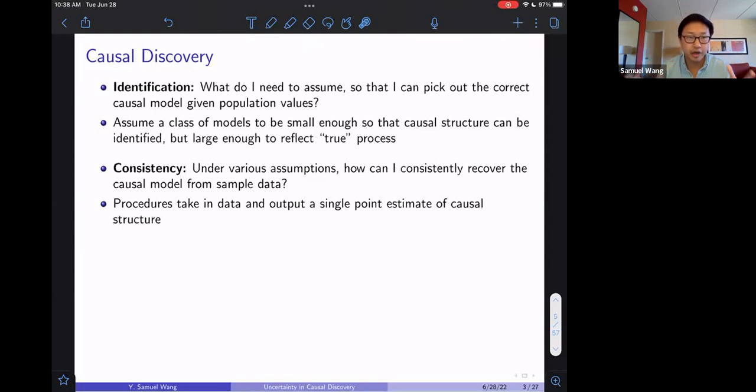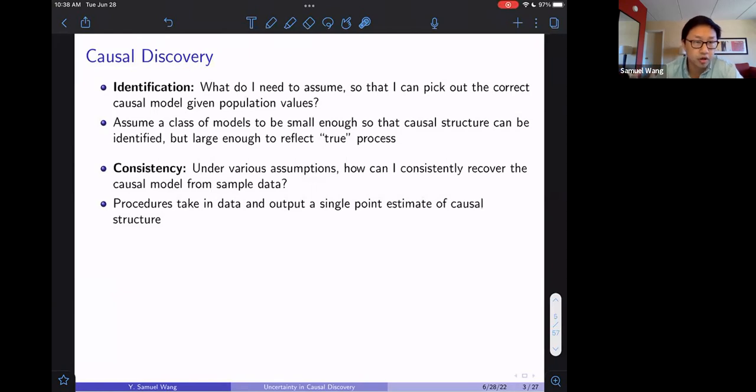And so the thing to think about here is that the assumptions that we make, the identifying assumptions, end up being very, very important. And I'll mention a specific type of assumption which is used later. The natural follow-up question is about consistency, right? So under various assumptions, how can I consistently recover the causal model from sample data? And so there are many different procedures under various assumptions which have been shown to be consistent. But these procedures, by and large, take in data and output a single point estimate of causal structure, right? And so this might be a graph, this might be a causal ordering, this might be an equivalence class of some sort, but it's a single point estimate.